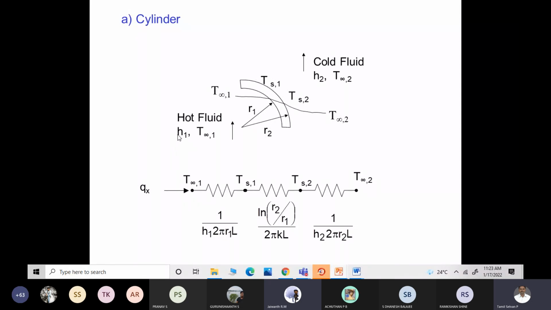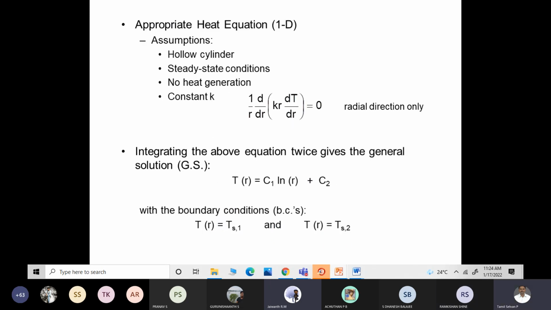When we involve the hot fluid and cold fluid, you will have h1 as the hot fluid heat transfer coefficient, the convective heat transfer coefficient, and T infinity 1 is the hot fluid temperature. The cold fluid convective heat transfer coefficient is h2, and T infinity 2 is the cold fluid temperature. The thermal conductivity of the pipe material is K, the inner radius is R1 and the outer radius is R2. So in case of cylinders, we will have this. Is it fine? Yes, sir.